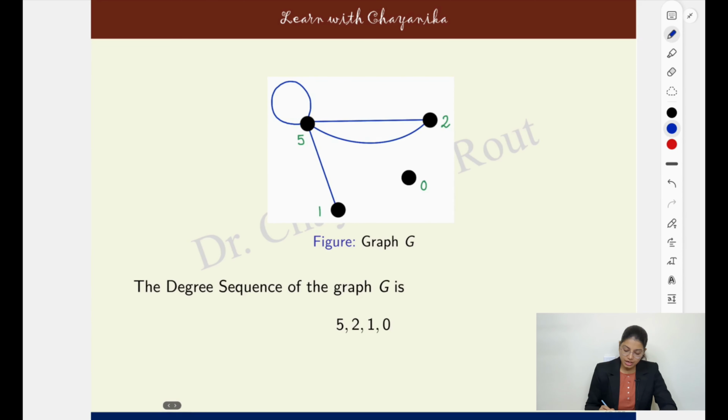Here we have a pseudo graph. So the degree values of the vertices when listed down in non-increasing sequence, we get 5, the largest one, then 2 followed by 1 and then 0 for the isolated vertex. See, we are having 4 vertices in the graph, that is indicated by the number of terms in the sequence. The sum of the terms of the sequence is 8 and that is also an even quantity.